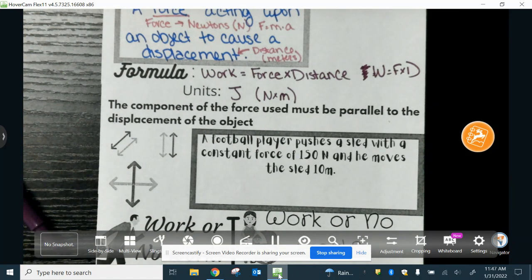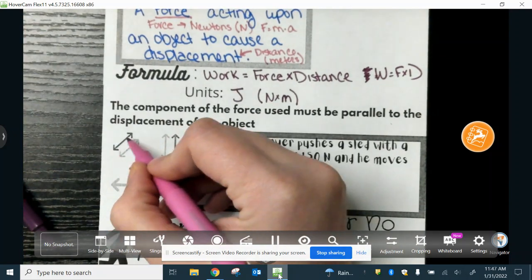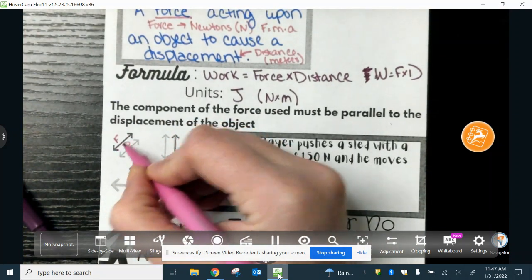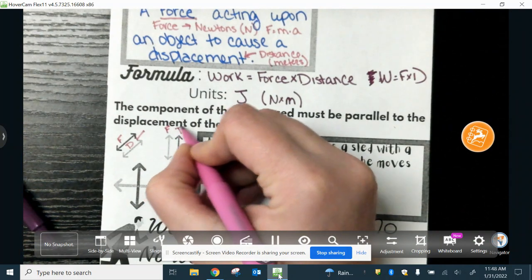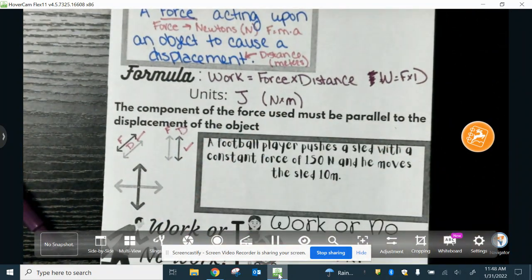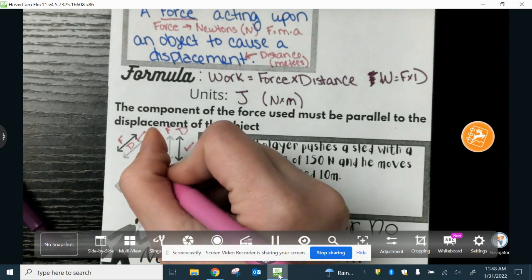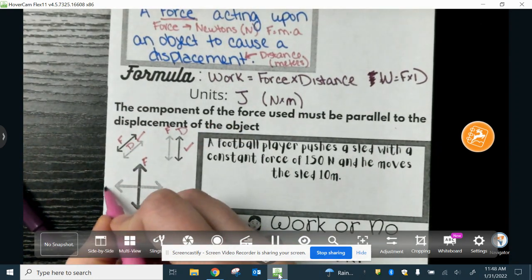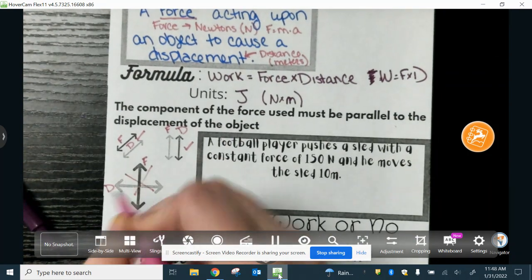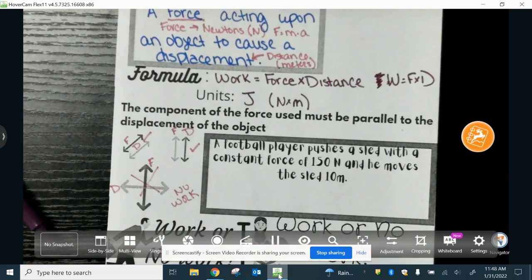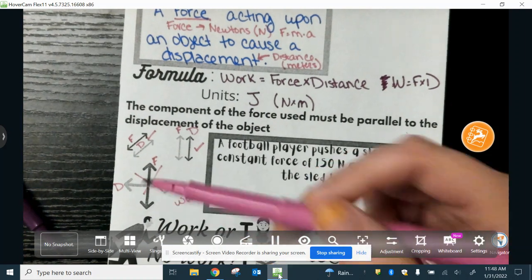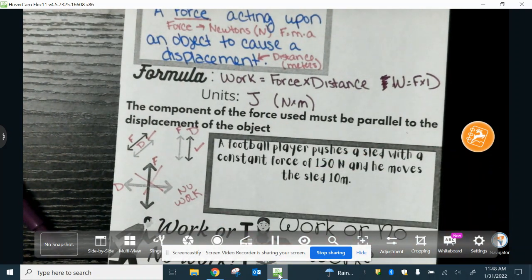All right. It says the component of the force used must be parallel to the displacement of the object. What that means is that your force has to be going in one direction, and your distance has to be going parallel. So this is good: if your force is going up or down and your displacement is going up and down, that is good. Now, here's where it becomes an issue. If you have a force that's going up and down and a displacement that's side to side, that's not going to work. You're going to have zero work. No work. Same thing if your distance was up and down and your force was side to side, there's not going to be any work done. They have to be parallel.